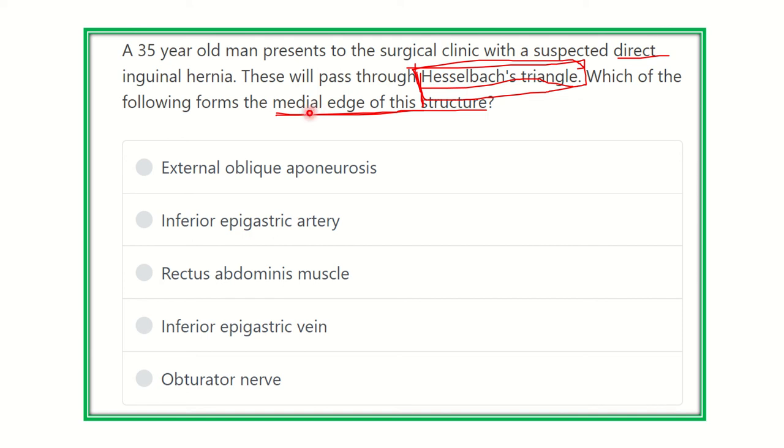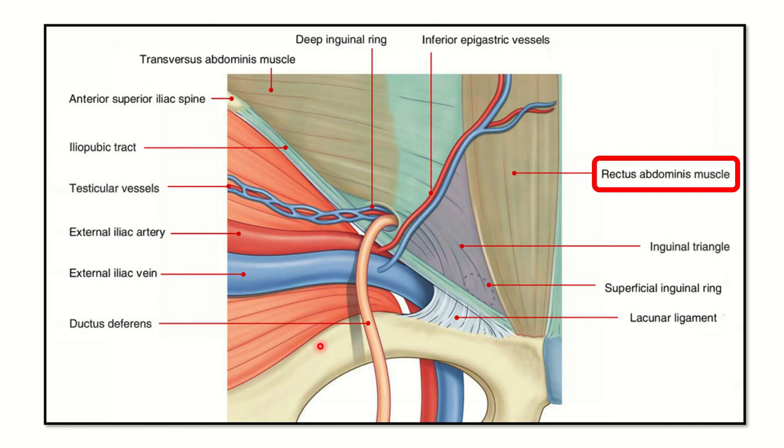Here are the options. The options are external oblique aponeurosis, inferior epigastric artery, rectus abdominis muscle, inferior epigastric vein, and obturator nerve. Now let's go to see the Hesselbach triangle. So here we can see different structures. Here the rectus abdominis, and here we can see the inferior epigastric vessels. Here we can see this is the deep inguinal ring, and here some other structures such as the external iliac artery, external iliac vein.